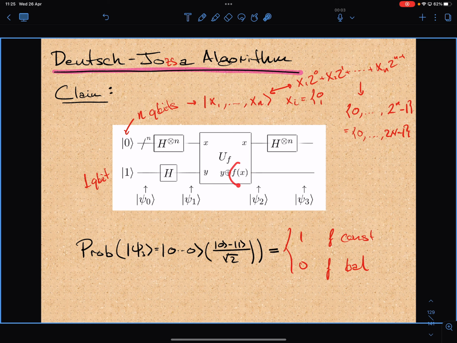And f can only be either 0 or 1, and y can either be 0 or 1. So it's just a mod 2 summation. And then we apply the Hadamard gate again. And really we're just interested in measuring what's happening here and forgetting about the ancillary. So this is going to be the first part that we're going to measure, and it's going to be all zeros.